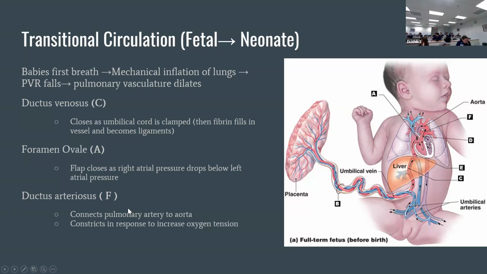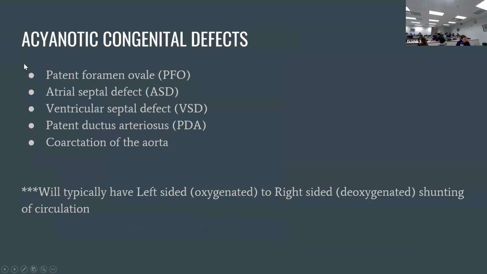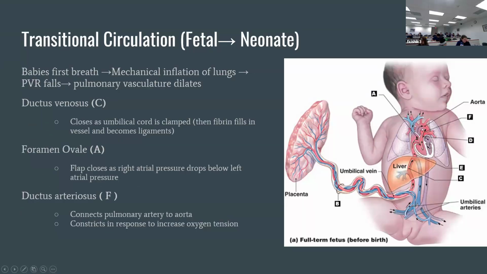The ductus arteriosus, this is the one that connects the pulmonary artery to the aorta. This will constrict in response to increased oxygen tension. So these should close within the first couple of days of birth. They don't close right away. They may not close right away. So that's what we're going to talk about. Those are part of some of the cyanotic lesions, when they don't close.